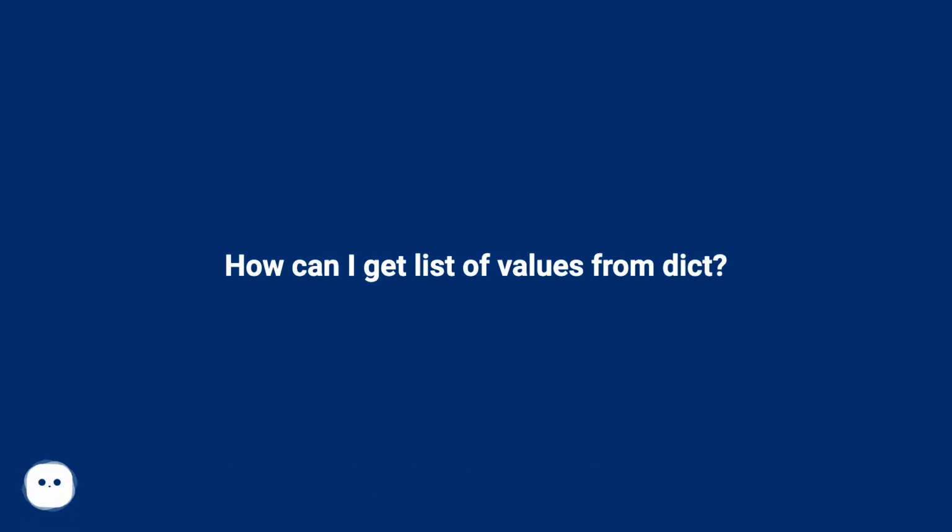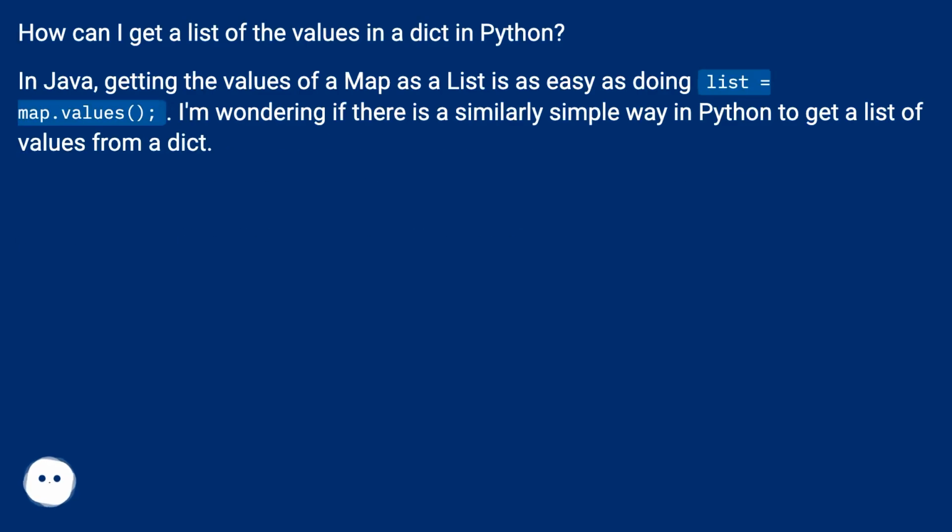How can I get a list of values from a Dict? How can I get a list of the values in a Dict in Python? In Java, getting the values of a map as a list is as easy as doing list equals map.values. I'm wondering if there is a similarly simple way in Python to get a list of values from a Dict.